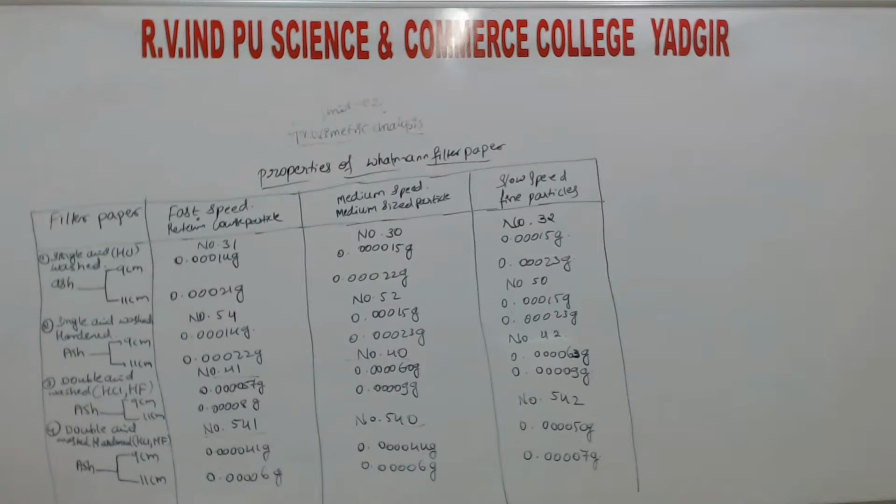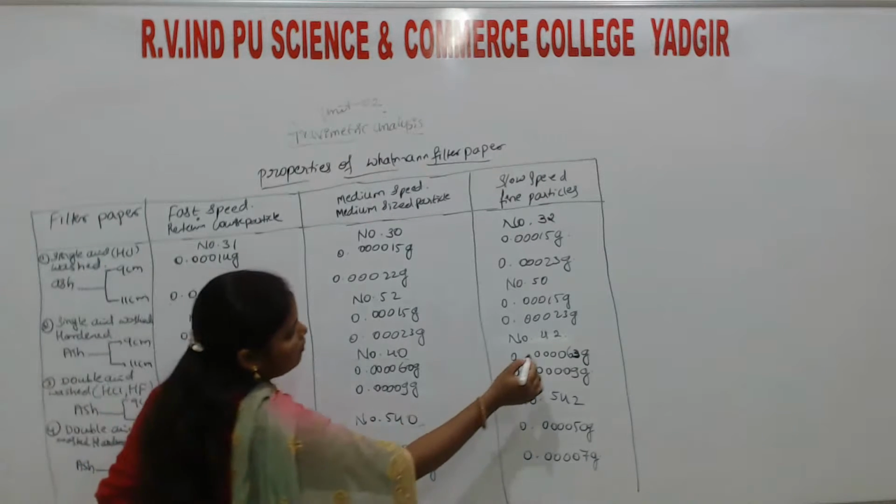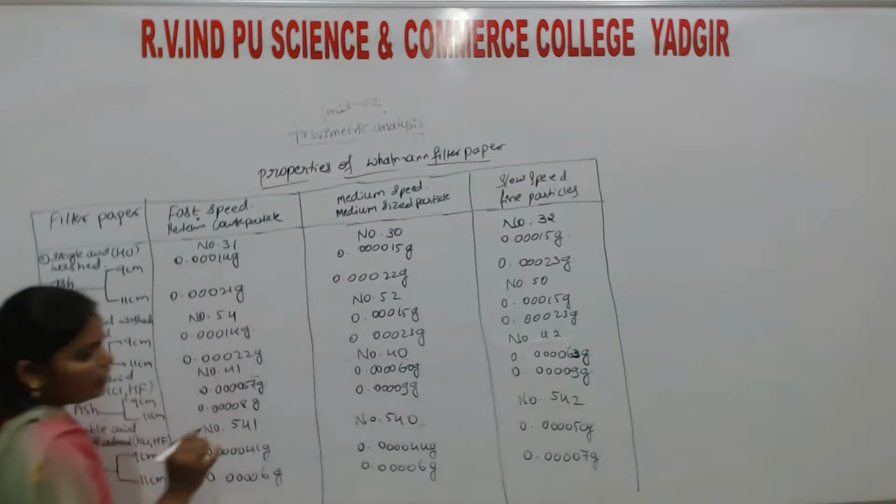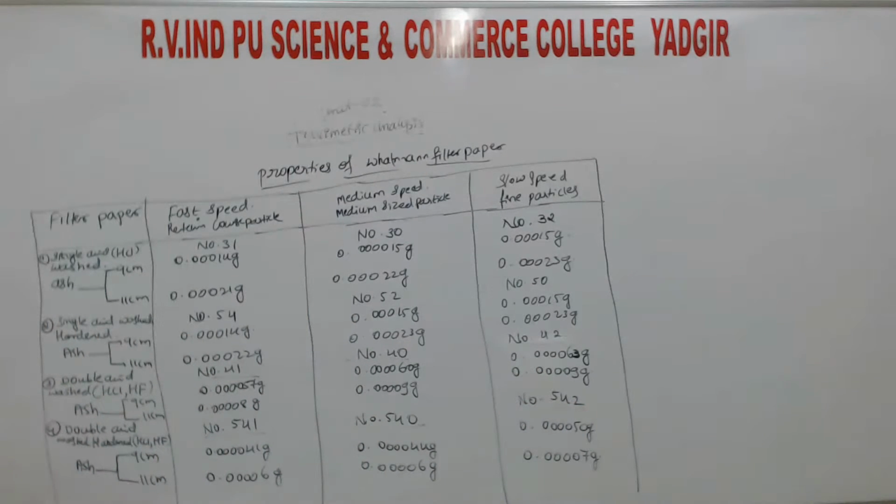And the numbers 42 and 542 are used only for very slow filtering. Here this one, the 42 and 542. These two filter papers are used in very slow filtering, and for this reason they do not find wide application in protein quantitative and in quantitative analysis.